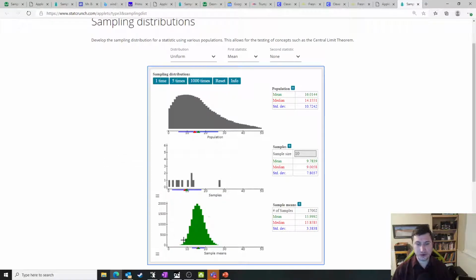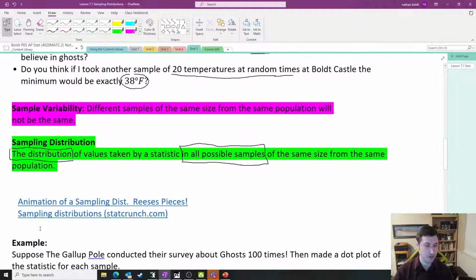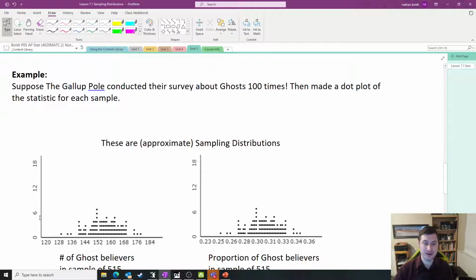So those are all of our sample means. We now have a sampling distribution. Look at that shape. That looks so familiar. All right, that's what a sampling distribution is. How are we going to use it? Okay. So first, we have to be able to interpret a sampling distribution. And by that, I mean interpret what one dot means.